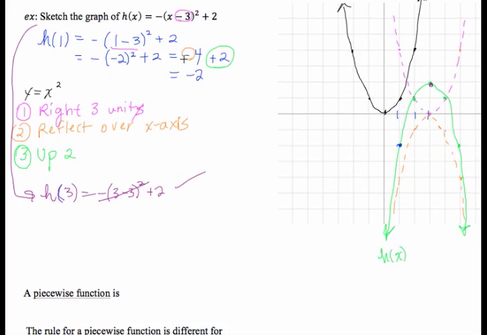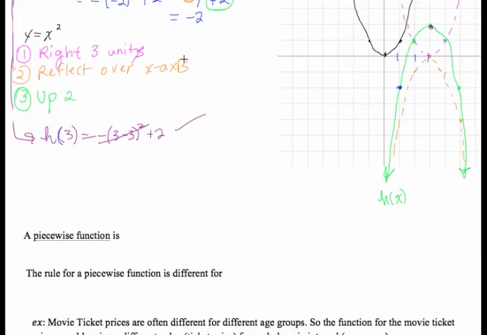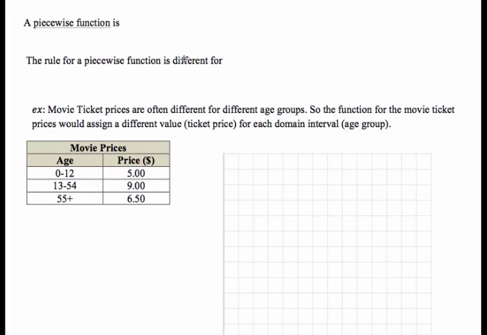Okay, so that's it for transformations. Next, let's talk about piecewise functions. This is really a different topic here. A piecewise function is interesting. It has different graphs for different parts of its domain. So it's made up of pieces of other graphs. You'll see what we mean when we do an example.